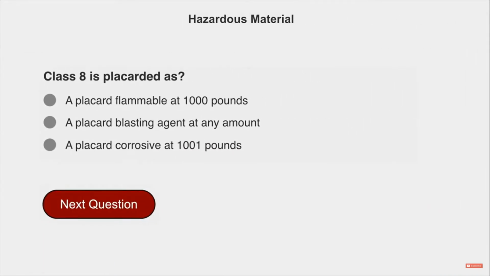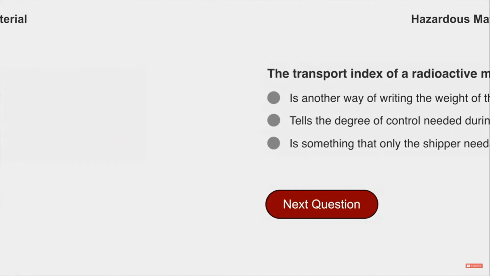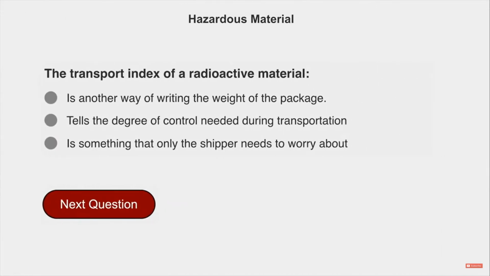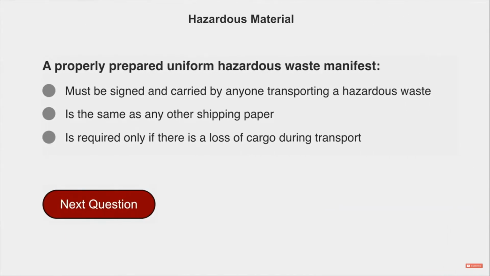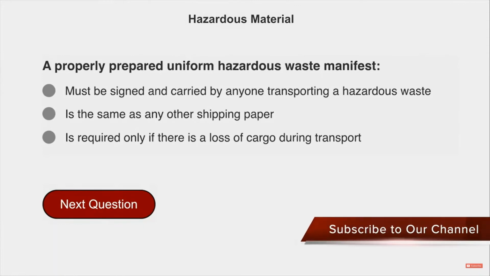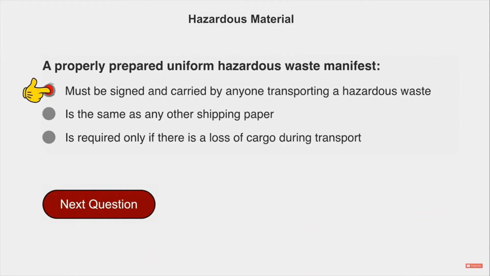Class 8 is placarded as a corrosive placard at 1,001 pounds. The transport index of a radioactive material tells the degree of control needed during transportation. A properly prepared uniform hazardous waste manifest must be signed and carried by anyone transporting a hazardous waste.